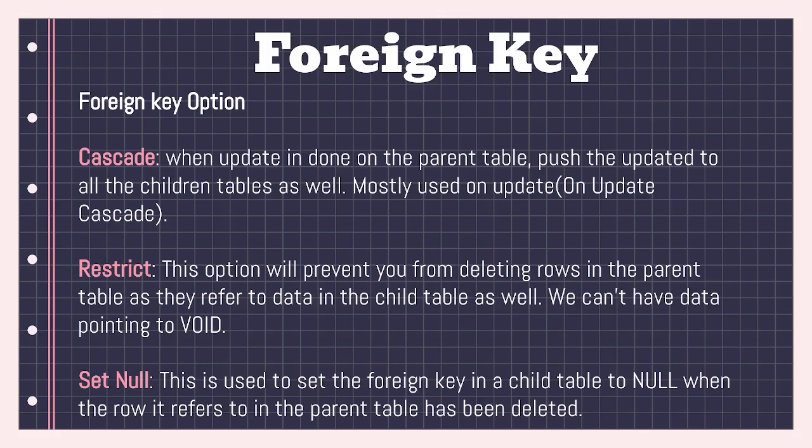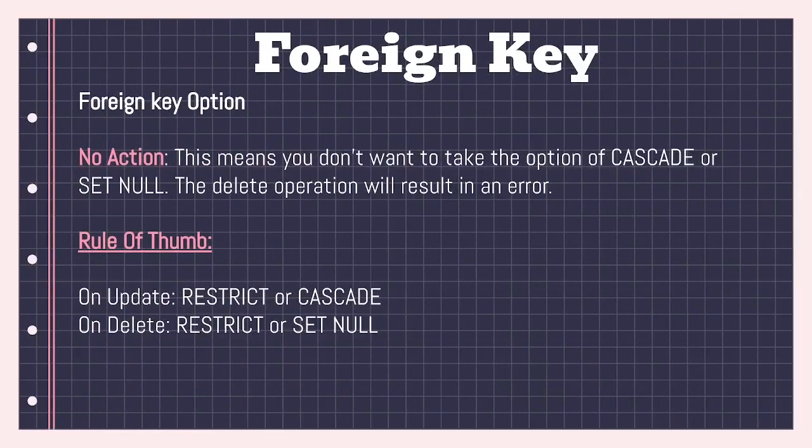So basically the child table will be referring to null now. That's basically what set null means. And also we have no action, basically meaning that whenever you delete a record, do not do cascade or do set null, and this can lead to an error. So the rule of thumb is whenever you're trying to update something, you can either go with restrict or cascade, and whenever you're deleting something, go with restrict or set null. Okay, so these are the conventions.